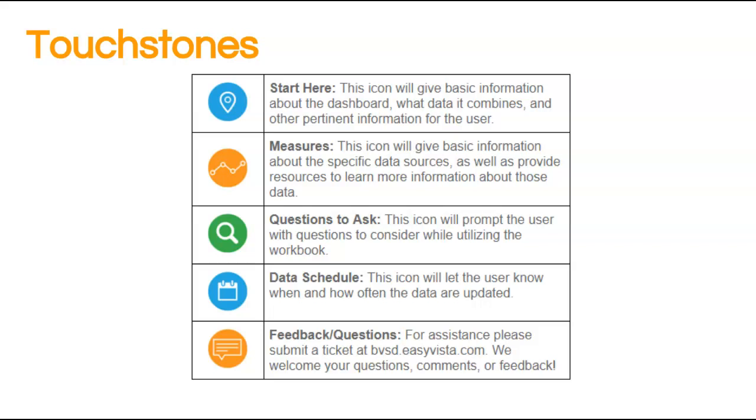The next icon is the Measures. This icon will give basic information about the specific data sources, as well as provide resources to learn more information about those data. The green icon is titled Questions to Ask. This icon will prompt the user with questions to consider while utilizing the workbook. We have a data schedule icon, which will let you know when and how often the data are updated. And finally, a feedback link. This will help you connect with the VizLab team with questions, comments, or feedback.